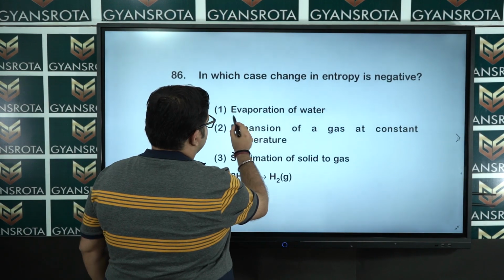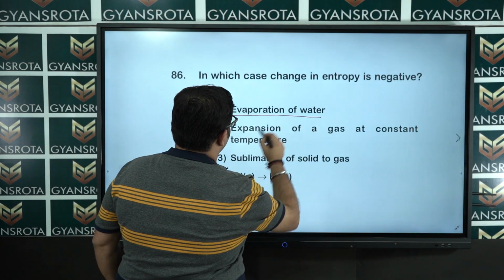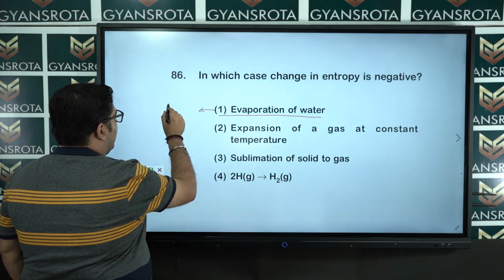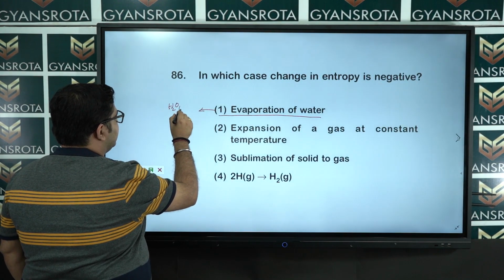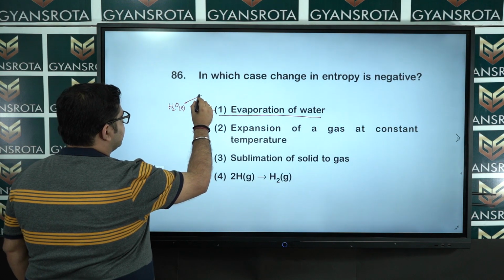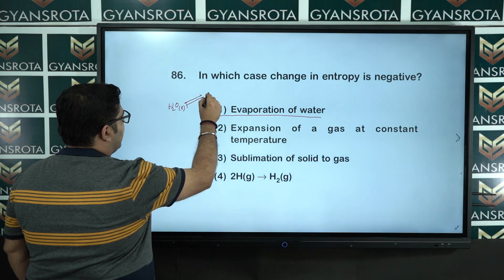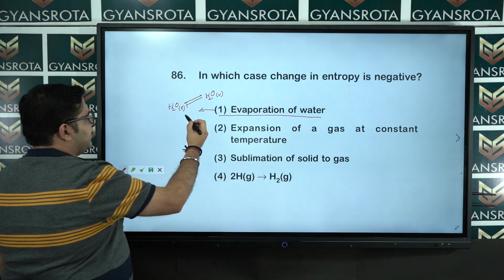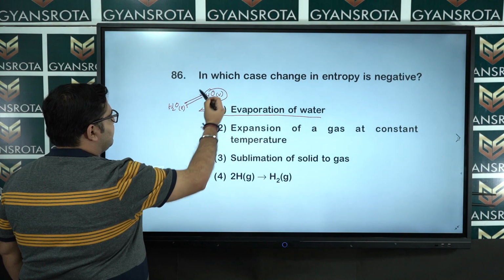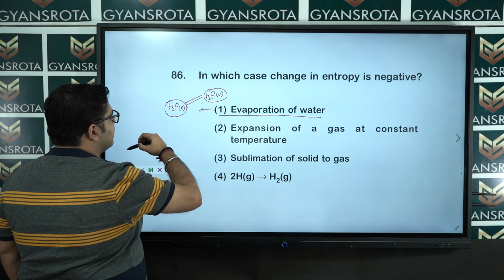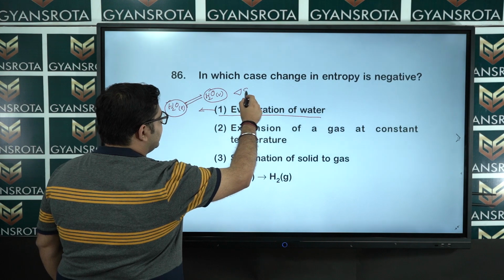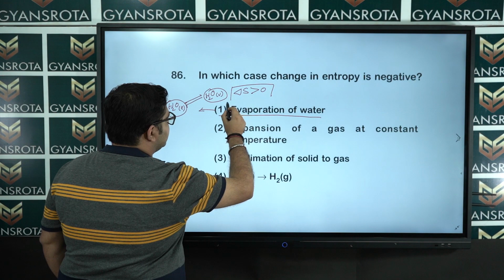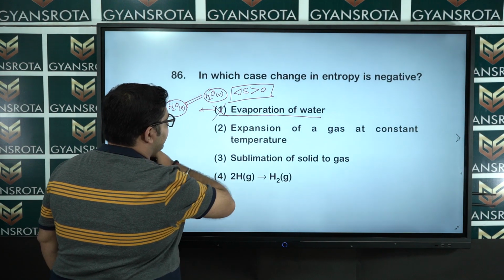Now, if you see the first option, that is evaporation of water, it means water is in the liquid form and it is converted into water in vapor form. Now, in the vapor, the entropy will be more compared with liquid. So, delta S here is always greater than 0. So, this is not the case of negative entropy.